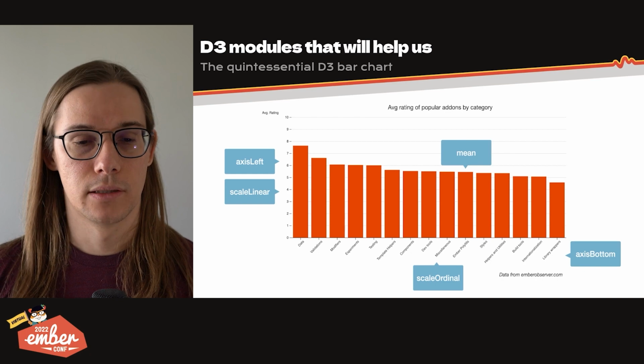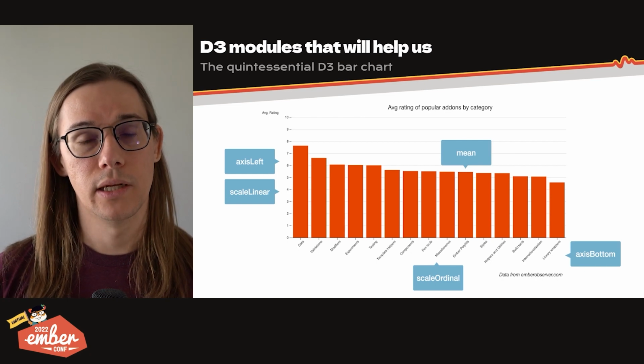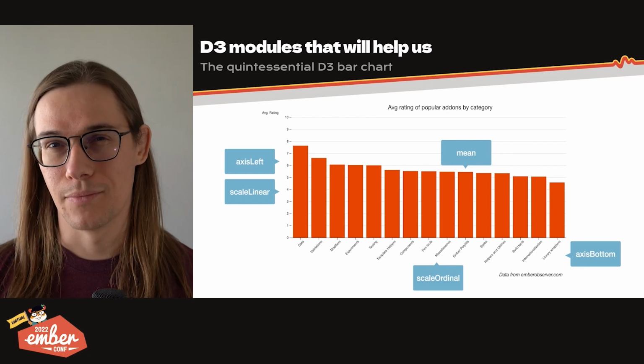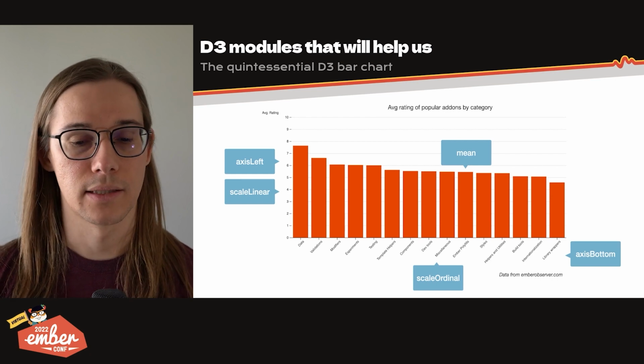And then this is an average rating of popular add-ons. So we need to construct some sort of average function, in this case the mean, before we apply the scale functions to our bars.